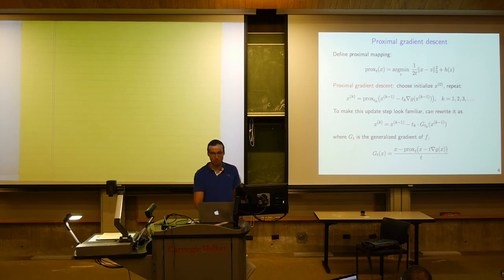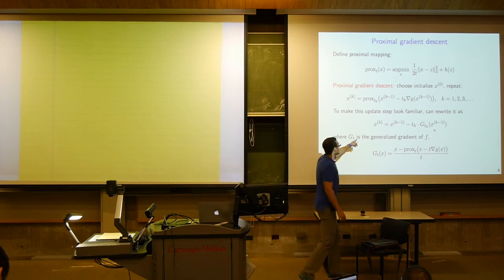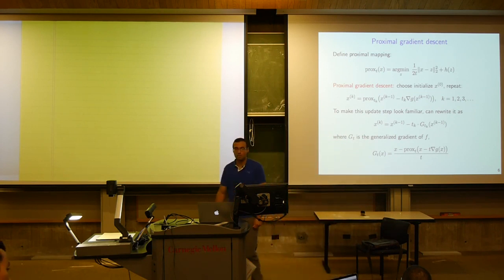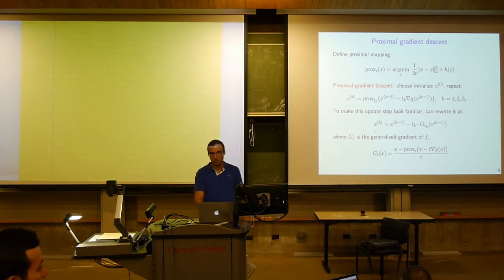Sometimes to make it look more familiar, we write it like this: as the previous iterate x_{k-1} minus the step size t_k times something called the generalized gradient, where this is just defined so that this is nothing more than that. We just define the generalized gradient so that we can write it in this form. Sometimes it's helpful to remember it in this form because it looks like gradient descent, and this thing behaves like a gradient in some ways, as you'll see on the homework.